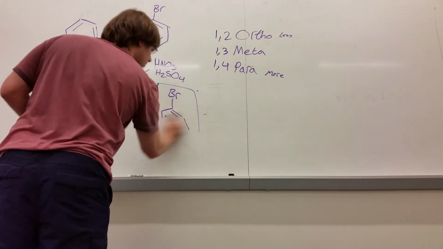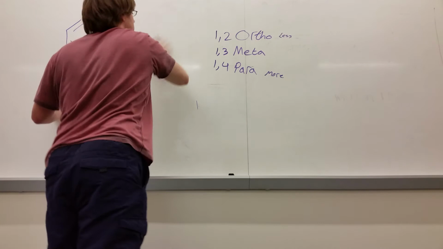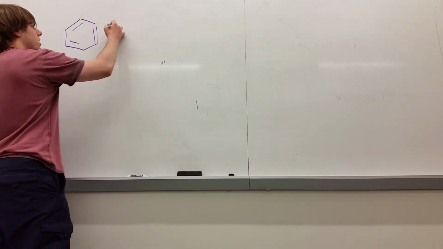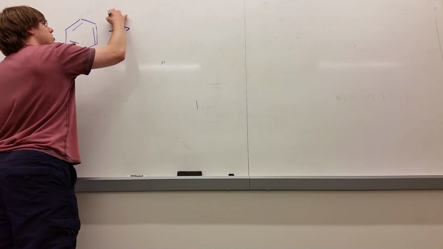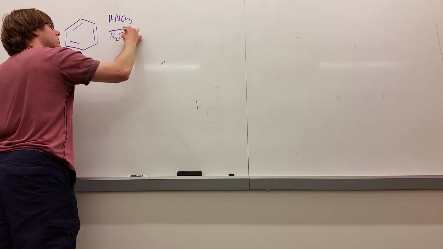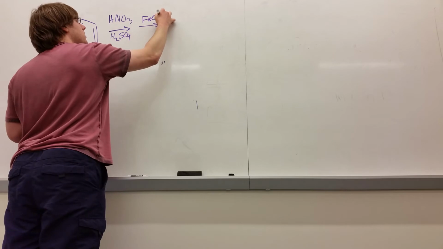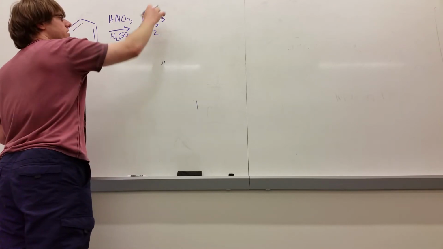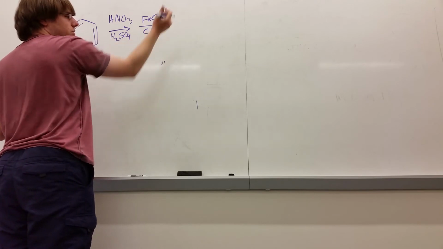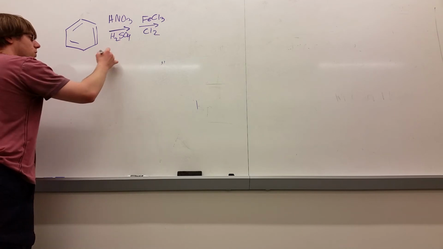So if I were to do a question based around this, let's now change the order of events. Let's do another one. First I'll do HNO3, H2SO4, followed by FeCl3, Cl2. And I've been writing Cl2 on top of the arrow, FeCl3 on the bottom, but honestly it doesn't matter because they're both being mixed in at the same time. So let's do step one. HNO3, H2SO4, what does that add?